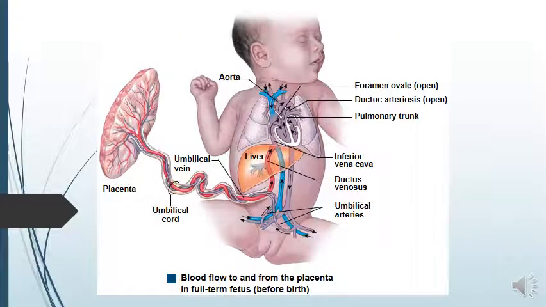This is showing you the blood flow to and from the placenta in a full-term fetus. You can see the foramen ovale, the ductus arteriosus, which are both open, the pulmonary trunk, the inferior vena cava, the ductus venosus in the liver, the 2 umbilical arteries, the 1 umbilical vein, and the placenta.